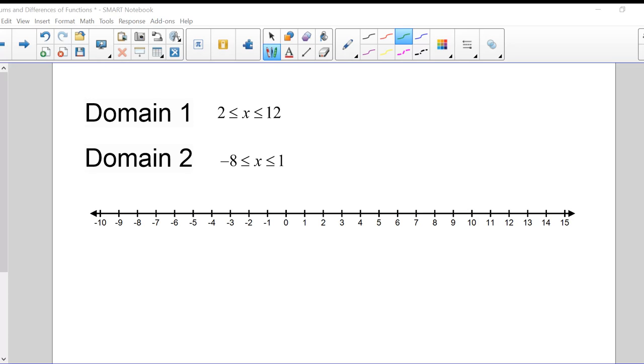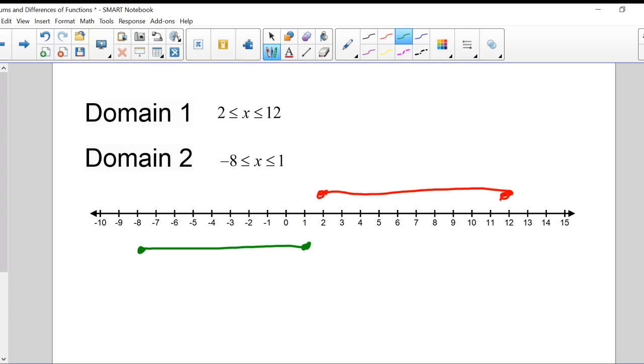So, okay, this one goes from 2 to 12. So I'm going to go from here again, right? I'll use red for the first one. So from 2 to 12 right there. And then one goes from minus 8 to 1. So minus 8 is over here. I'll use a different color. Minus 8 to 1. Okay, so what's the story here? From 2 to 12 and from minus 8 to 1.